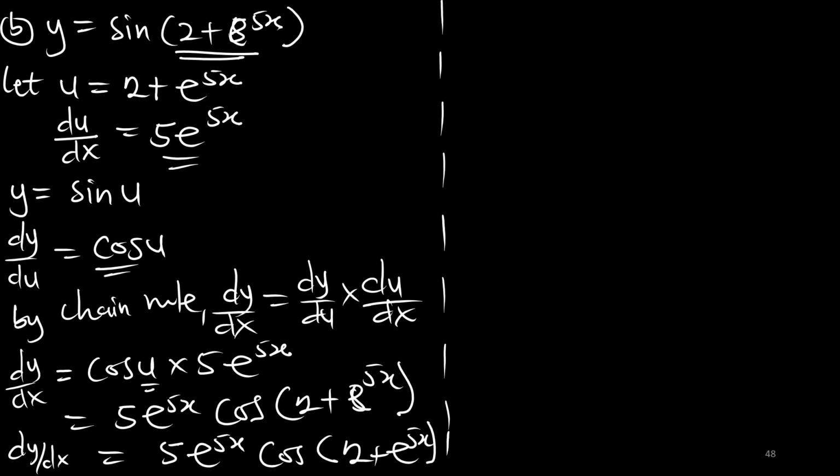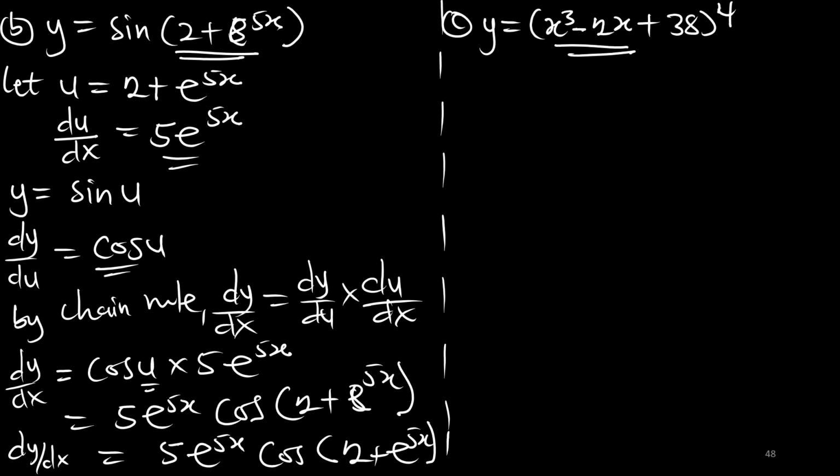Are we okay? Now, the C part. The C part is saying we should find the derivative of y equal to x cubed minus 2x plus 38 raised to the power 4. If you were to expand this bracket raised to the power 4, you would have a lot of work to do. So what we have to do here is also use the chain rule again. We are going to substitute all this by the letter u.